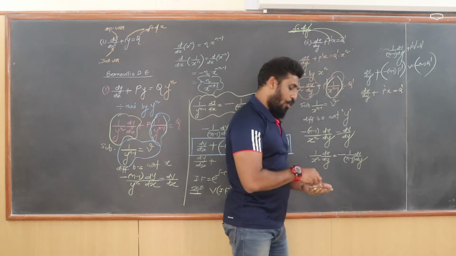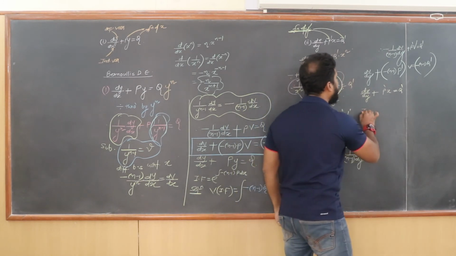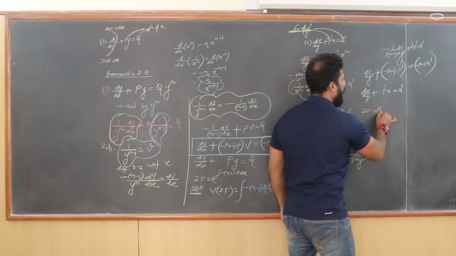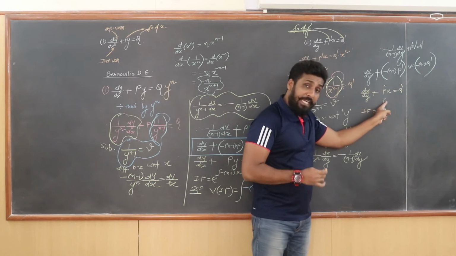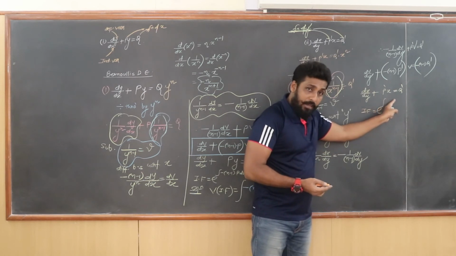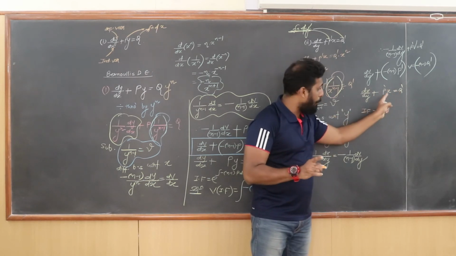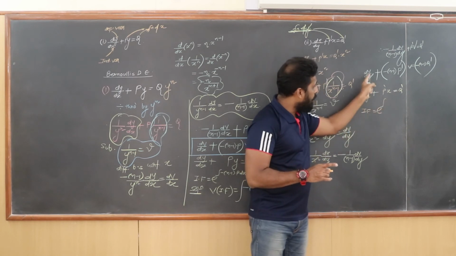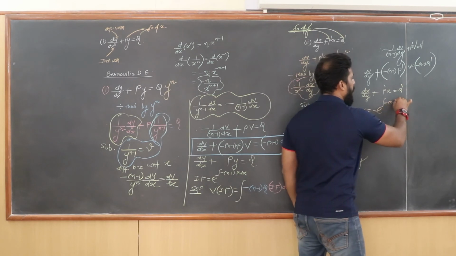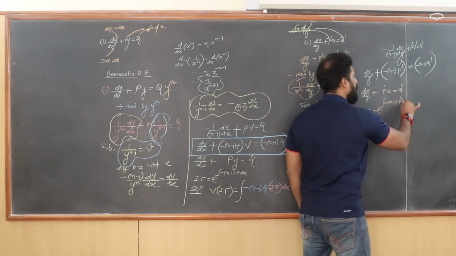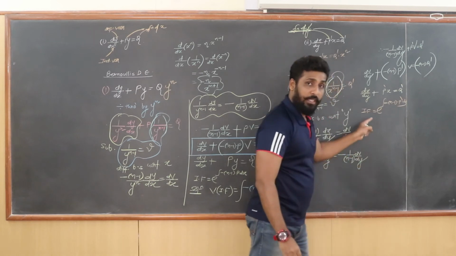Next, obviously, we all know. First of all, I need to get the integrating factor. It will be given by e raised to integration of p dash dy. For this differential equation, it was p dash dy. So here, in place of p dash, I have minus of n minus 1 p dash. Obviously, dy will come. That's your integrating factor.